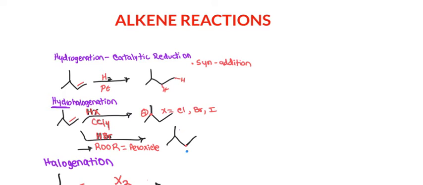So in this product, I am going to have the following. I am going to have an anti-addition of my X, and I'm going to write here anti-addition. And as a reminder, my X is Cl or Br.